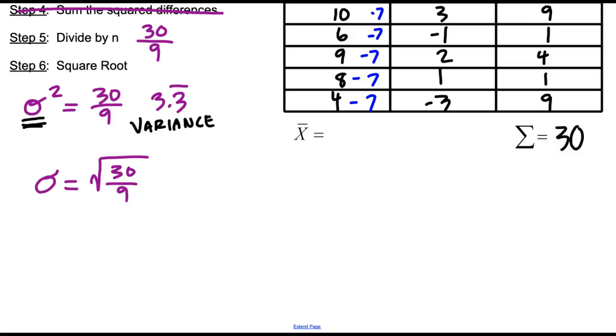So to undo that, we are going to take the square root of 30 over 9, and you put that in your calculator, and you end up with something. 30 divided by 9. Bam. Second square root, second answer, 1.83. That is the standard deviation.